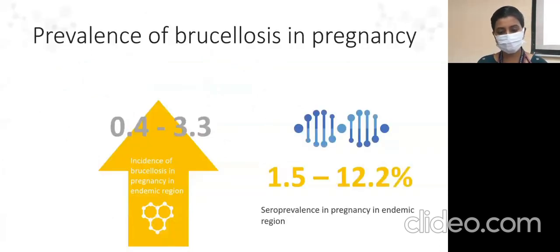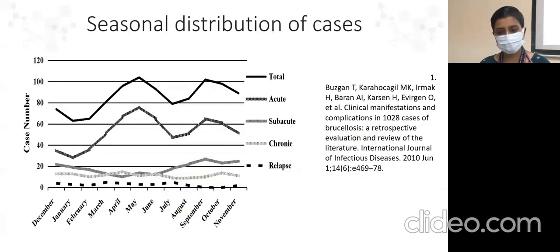Coming to the prevalence of brucellosis in pregnancy, the incidence in endemic regions is 0.4 to 3.3 per thousand, and the seroprevalence is 1.5 to 12.2% in the endemic region. Brucellosis can have 4 different forms: acute, subacute, chronic, and relapsing. Brucella has a seasonal distribution throughout the year. It is more common in May and June, then drops, and again has a peak in September and October.